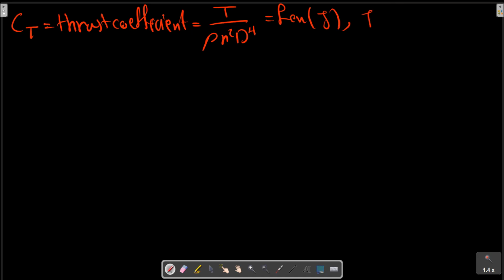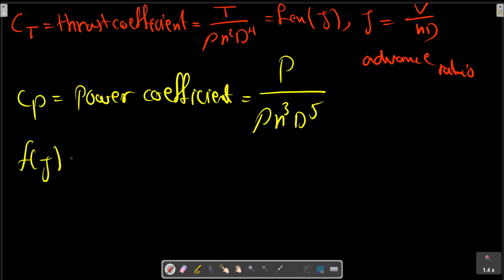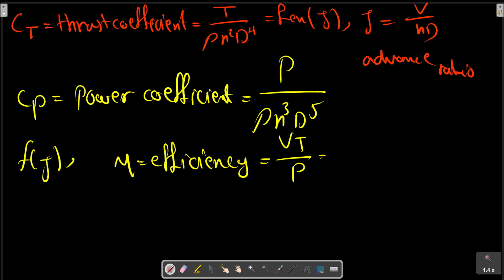J is the advance ratio, V over n D. The next is CP, the power coefficient, P over rho n cubed D to the fifth. It's also a function of J, and the efficiency eta is V T over P, which is J CT over CP.